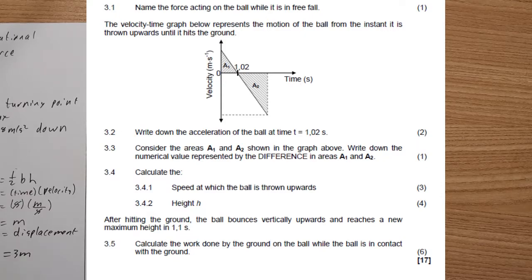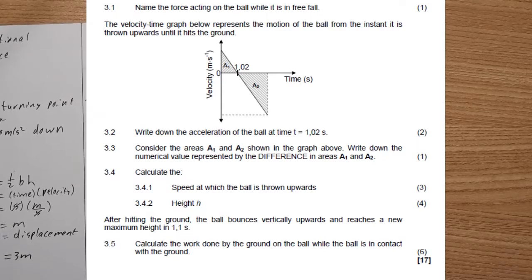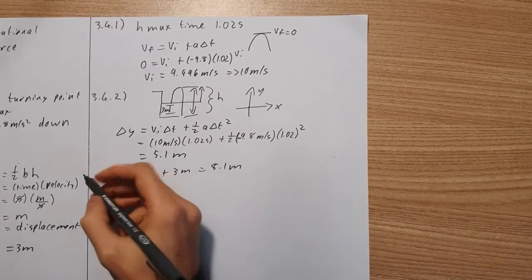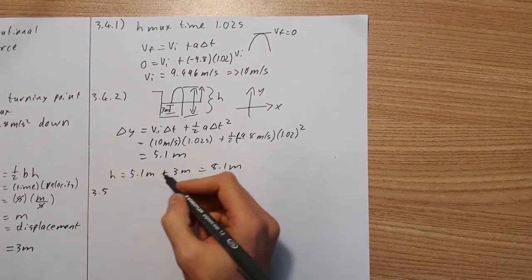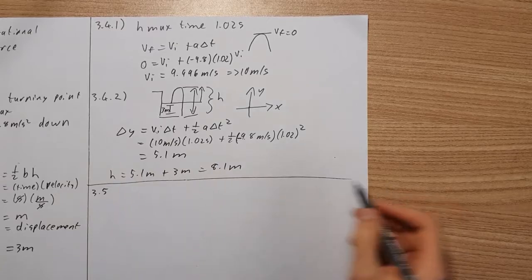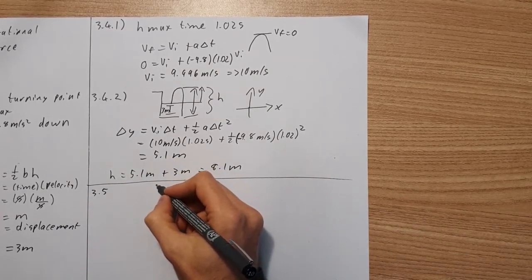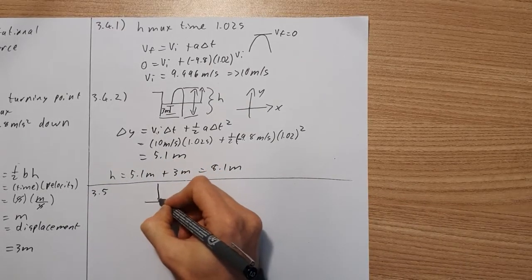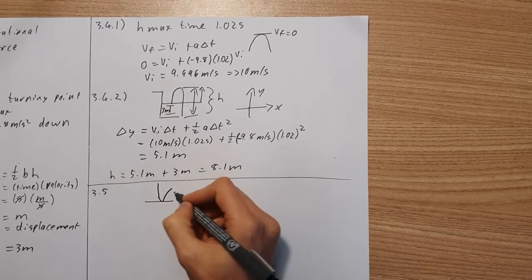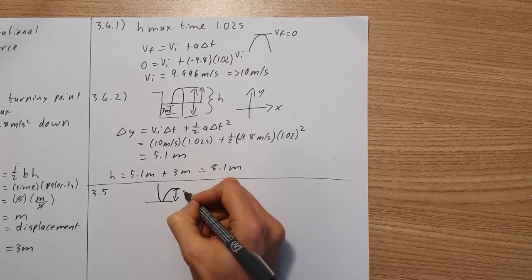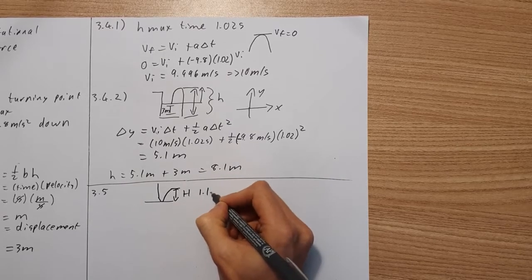Now looking at the last question over there for 3.5, it says after hitting the ground, the ball bounces vertically upwards and reaches a new height after 1.1 seconds. Calculate the work done by the ground on the ball while the ball is in contact with the ground. So remember, when a ball hits the ground, it loses energy. It's coming down, hitting the ground, and going back up, reaching a new height over here. I'm going to call that big H after 1.1 seconds.